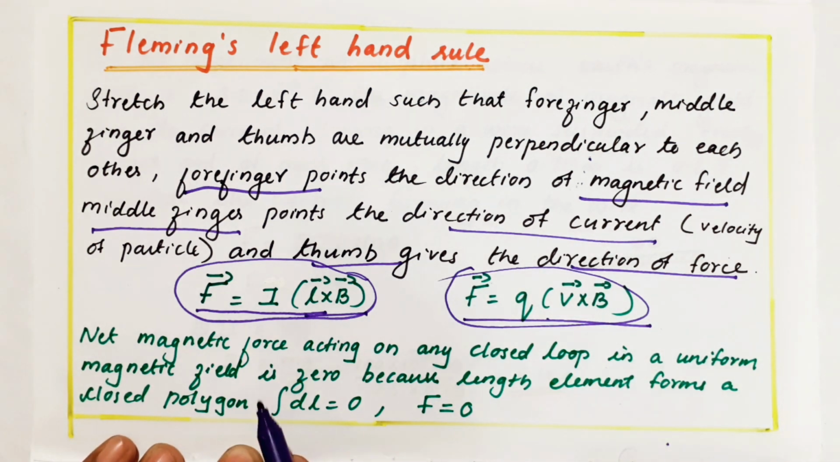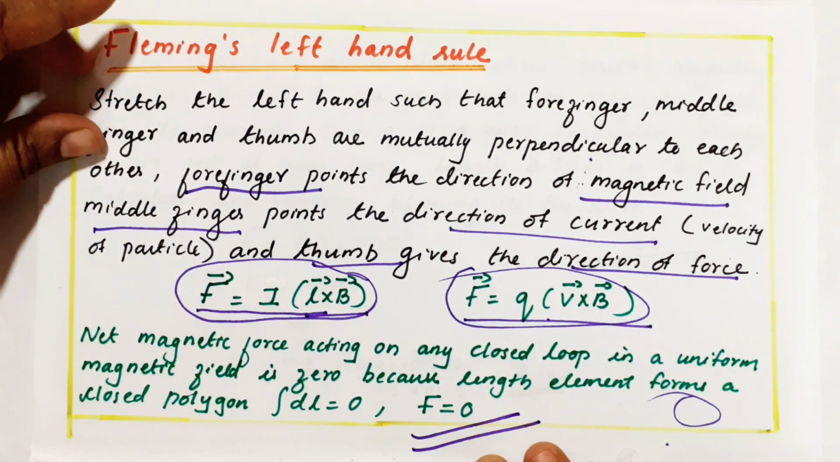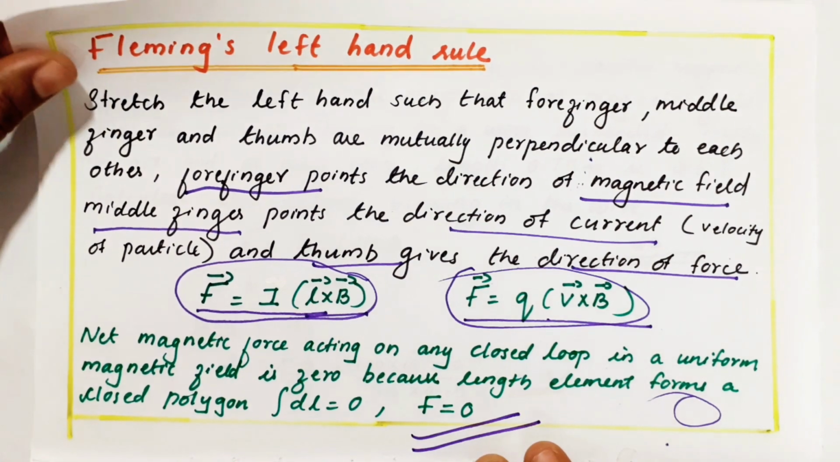Now this is a case. The net magnetic force on any closed loop in a uniform magnetic field is 0, because if you integrate the total length for a closed loop, the net length becomes 0. So in that case the force will come as 0 for a closed loop. If you take a closed loop inside a magnetic field, the total force is taken as 0.